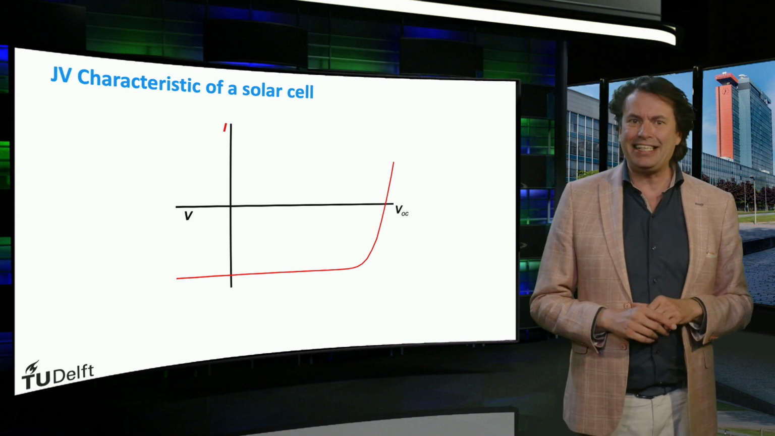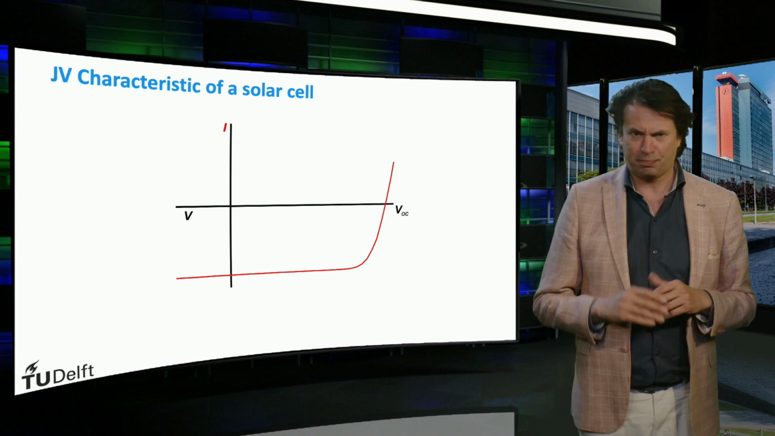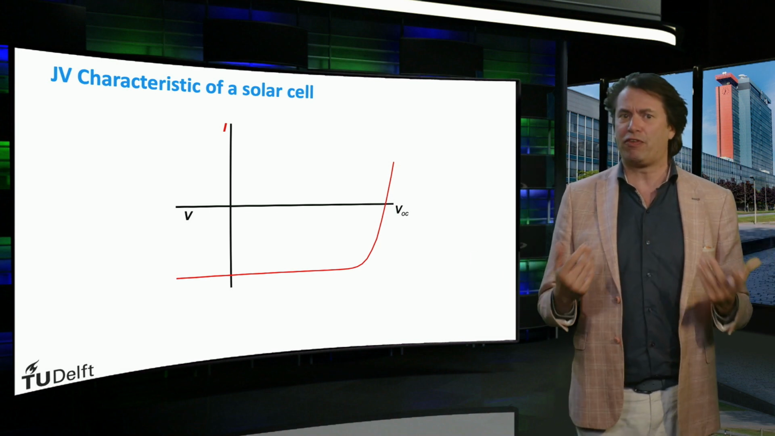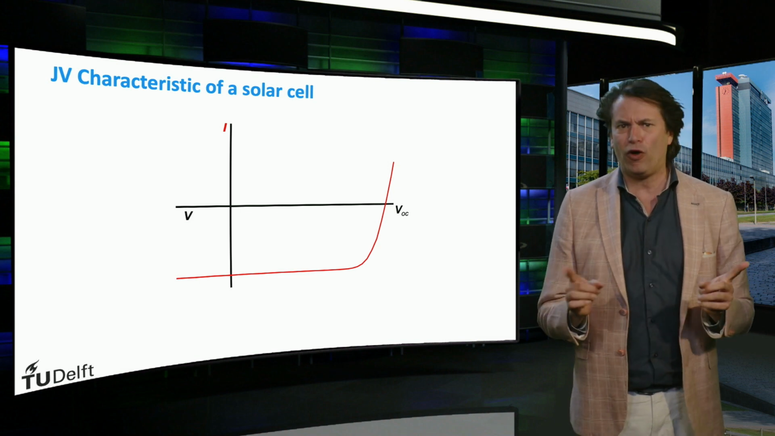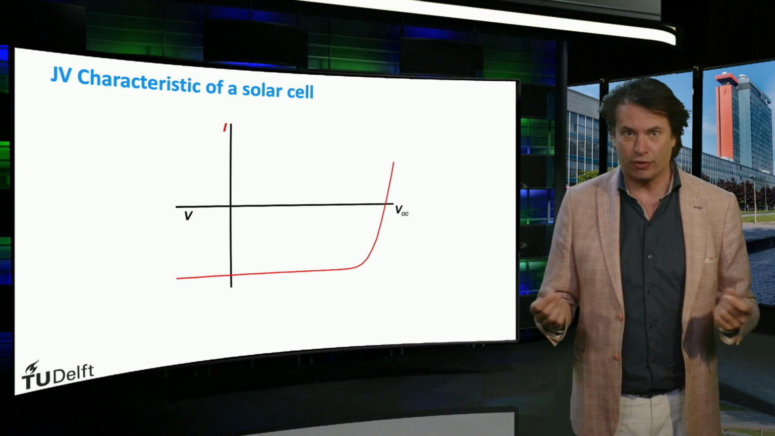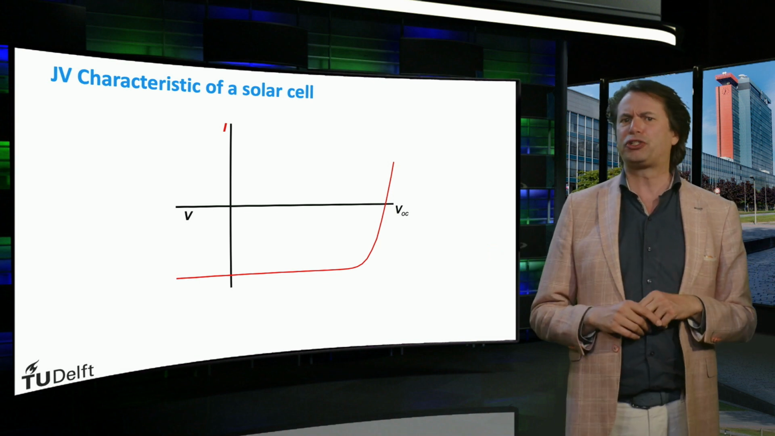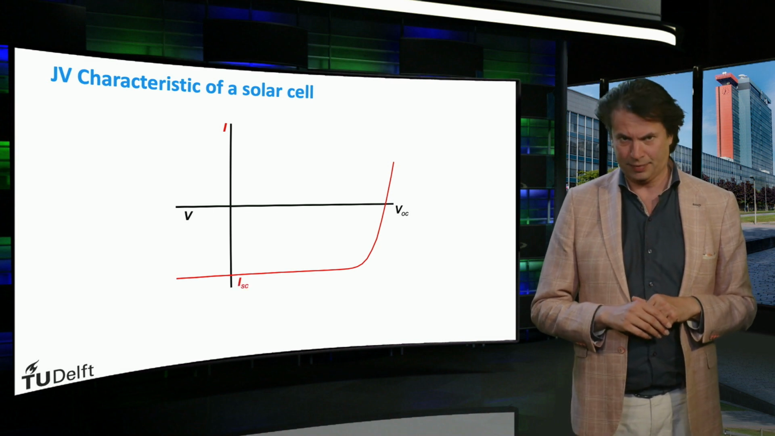Similarly, we can see the crossing of the curves along the y-axis, the vertical axis. This point is equivalent to short-circuiting the solar cell, as the voltage on either electrode of the solar cell is equal. As such, we call this short-circuit current, or ISC.